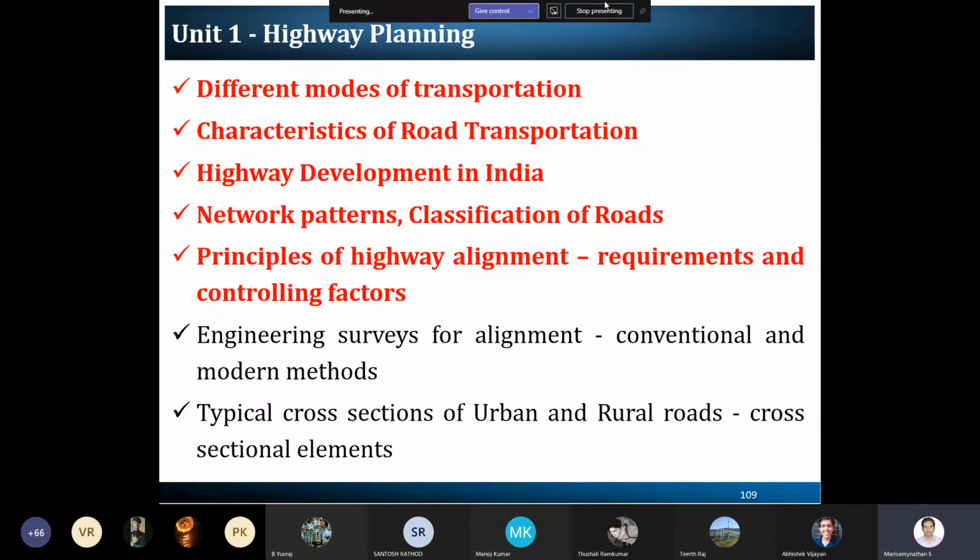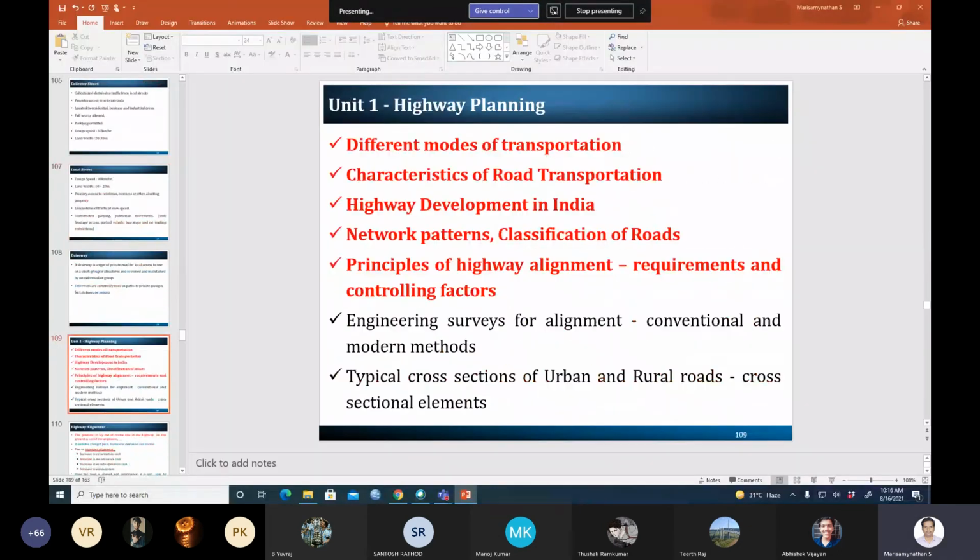So here I'm concluding today's session. Tomorrow we will see the principles of highway alignment and different kinds of surveys. If you have any doubts, you just post the questions or I will unmute you. You just ask the questions.